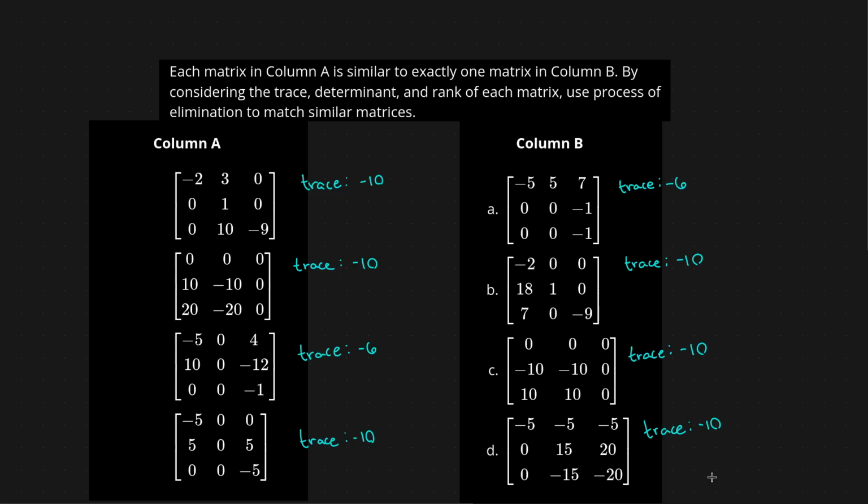Now, I know two similar matrices must have the same trace. And since I know every matrix in column A is similar to exactly one matrix in column B, I can say right now already that this matrix and this matrix are similar because they're the only two matrices that have a trace of -6.